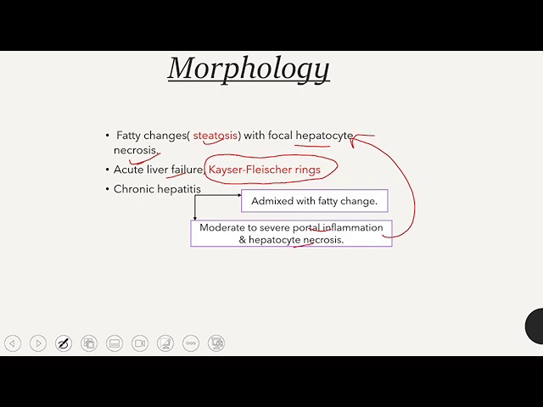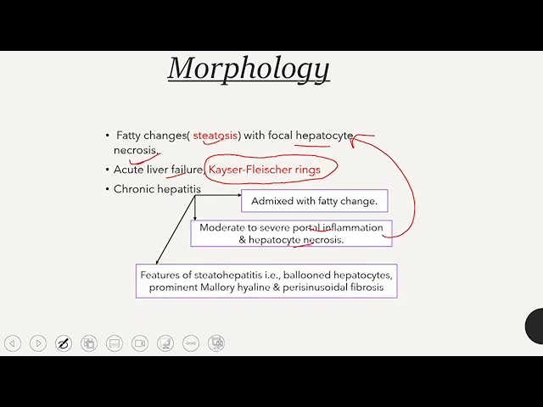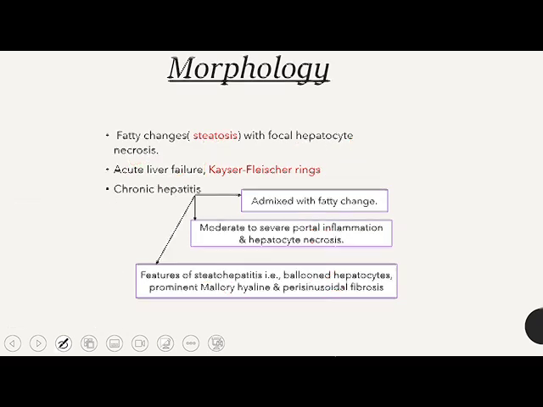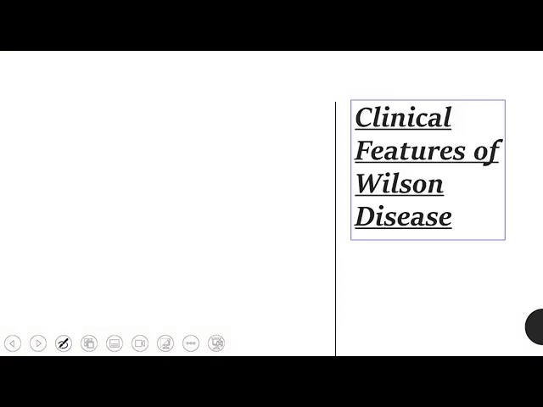but next, what extra thing happens in this chronic hepatitis in case of the Wilson disease is that there is the feature of steatohepatitis. What features are there? There is the ballooning of the hepatocyte, and there is a prominent Mallory hyaline and perisinusoidal fibrosis. These things happen during the chronic hepatitis. And next, we see the clinical features of the Wilson disease.